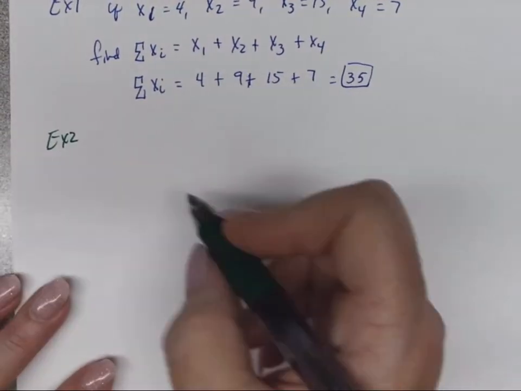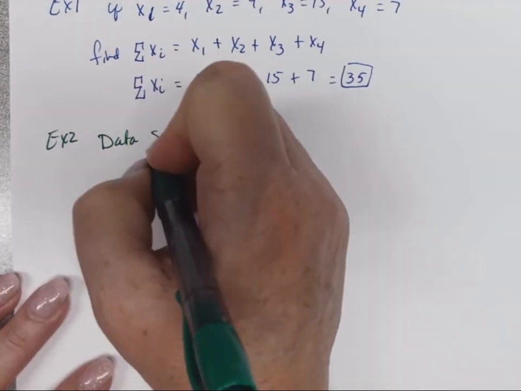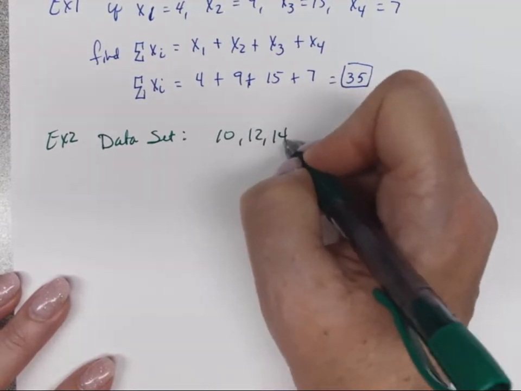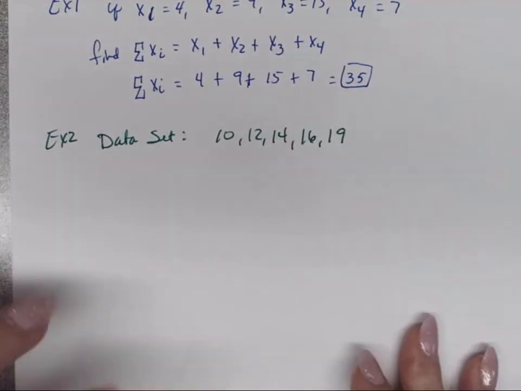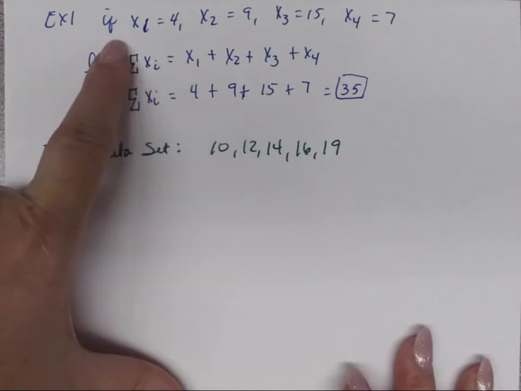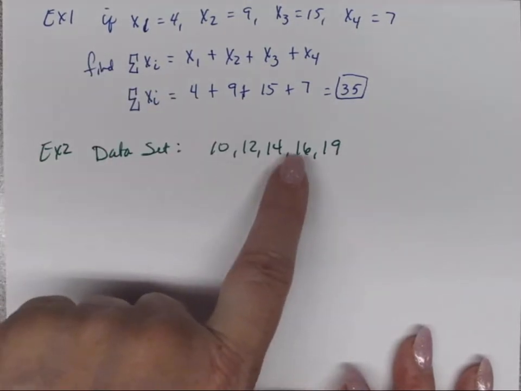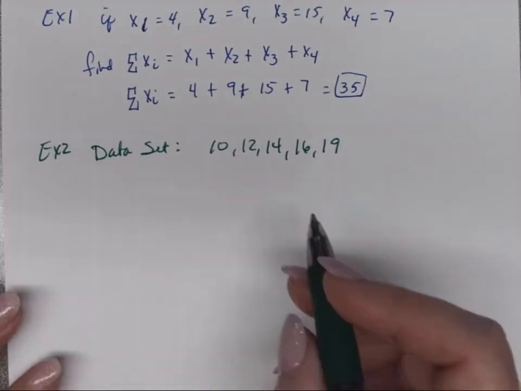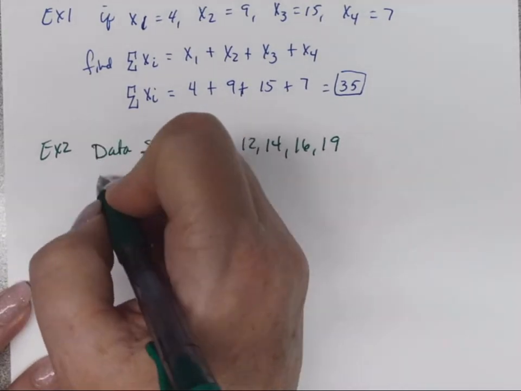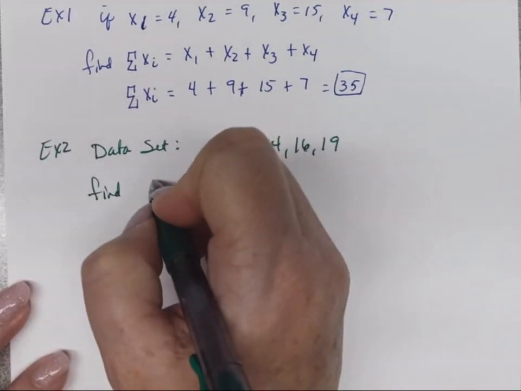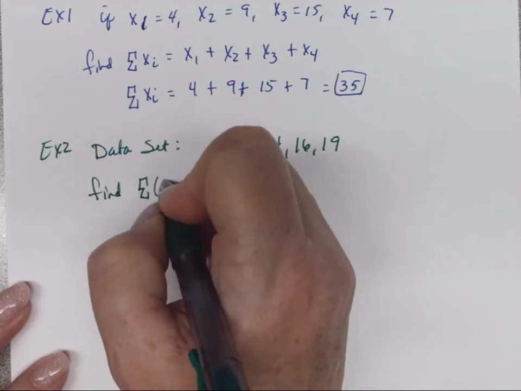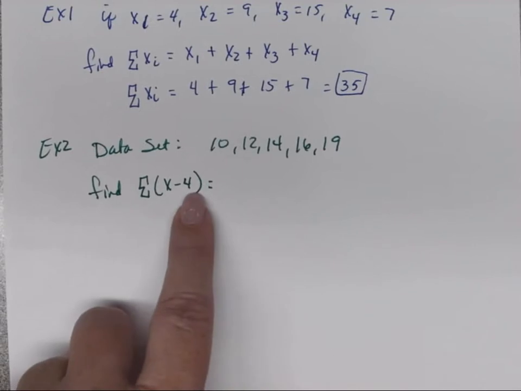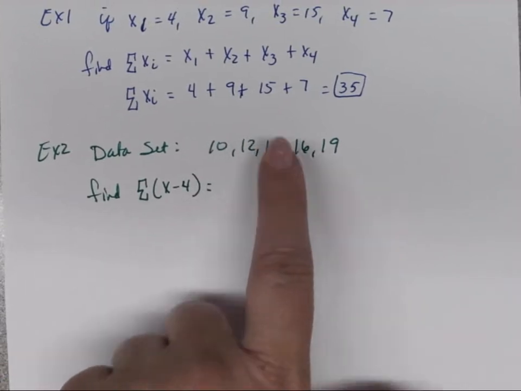For example 2, I'm going to just give us a data set. The data set is going to be 10, 12, 14, 16, and 19. Now this data set is basically the same thing we had here. Here's our x sub 1, x sub 2, x sub 3, x sub 4, and x sub 5. So we can see it in several different ways. For this data set, we are going to find the summation of x minus 4. So what that means is we are going to subtract 4 from each of our values.